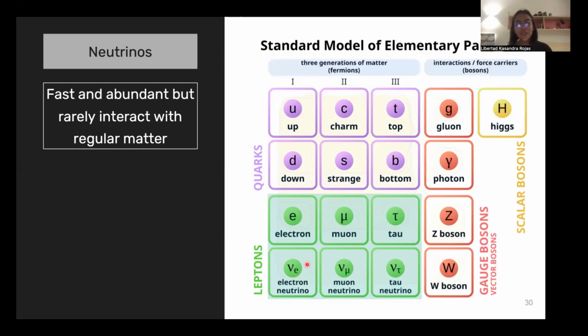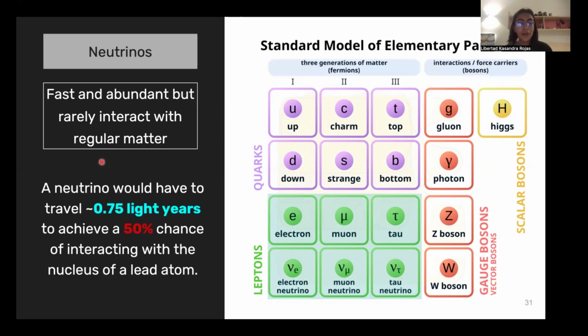Now, neutrinos are very interesting particles. They're very fast, and what I mean by that is fast compared to the speed of light. And they're abundant. They're very, very abundant. However, they rarely interact with matter, okay? So you can think of neutrinos as actually right now passing through our bodies, okay? So there's a lot of neutrinos. One of the main sources of neutrinos is the sun.